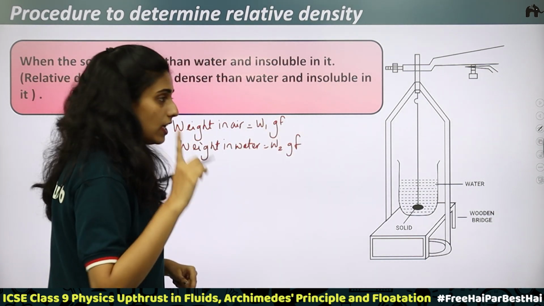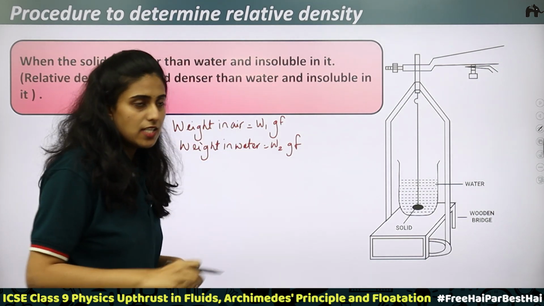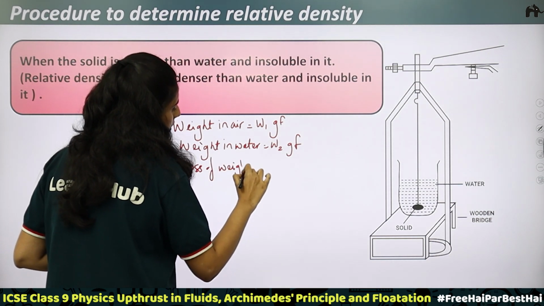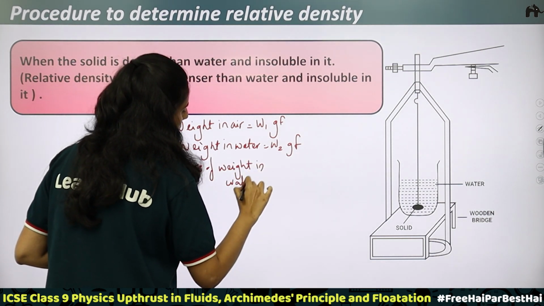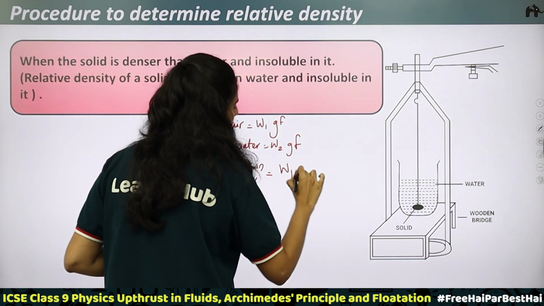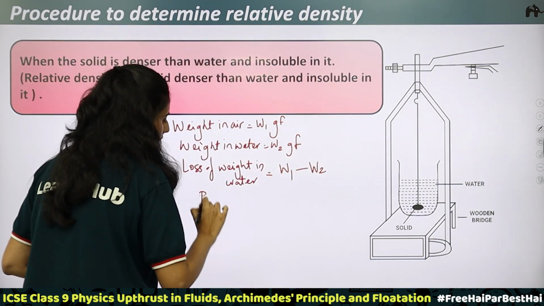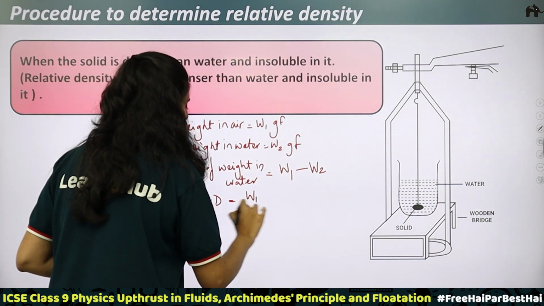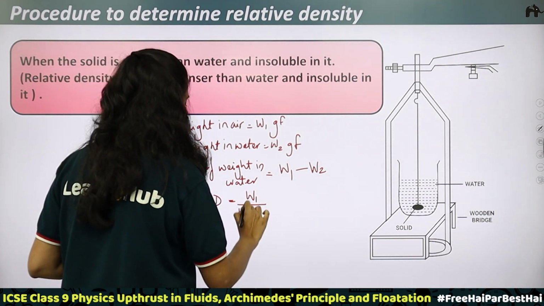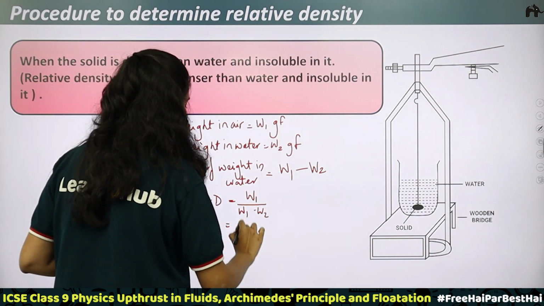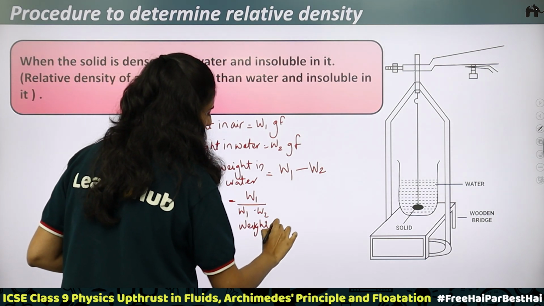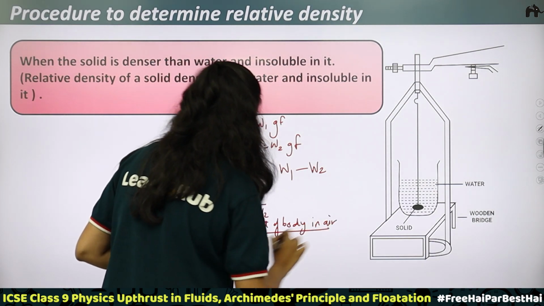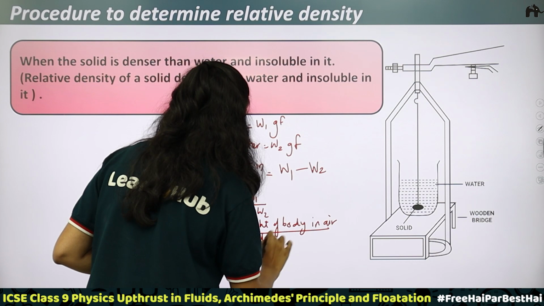So what happens? You will see that there is a decrease in weight. There is a loss of weight. Loss of weight in water will be equal to W1 minus W2. Then what is the relative density? Relative density will be equal to weight in air, W1, divided by loss of weight in water, that is W1 minus W2, which is equal to weight of body in air divided by loss of weight in water.